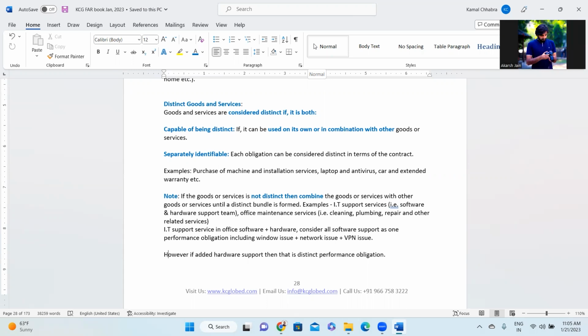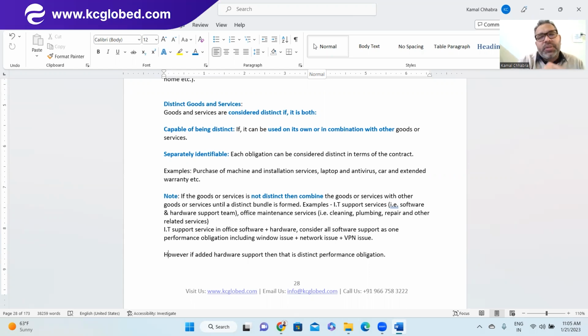Okay. So as of now in step 2, we are just understanding the performance obligation: how to identify a performance obligation, and when a performance obligation is considered capable of being distinct and separately identifiable. If it is not capable of being distinct, or not capable of being identified separately, then how can you consider it separate? That's what we are learning.